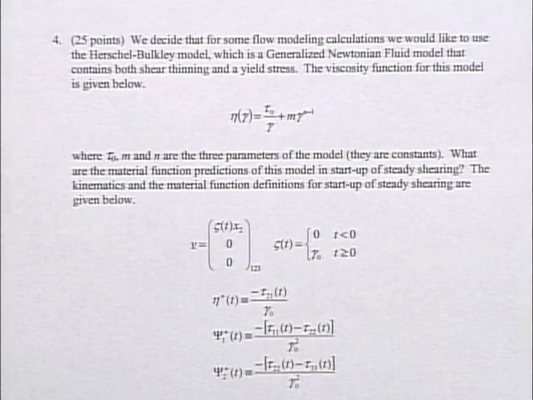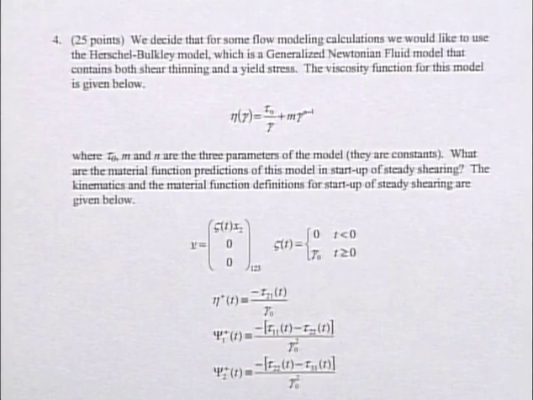Newtonian would be eta of gamma dot equals a constant, mu. Or compare it to the power law model. The power law model would be eta of gamma dot equals m gamma dot to the n minus 1. So it's a little bit more complicated than those. It's got m gamma dot to the n minus 1, but then it's got another term, tau naught over gamma dot. All right, so this is actually a material that has a yield stress and shear thinning. In this model, tau naught, m, and n are 3 parameters of the model.